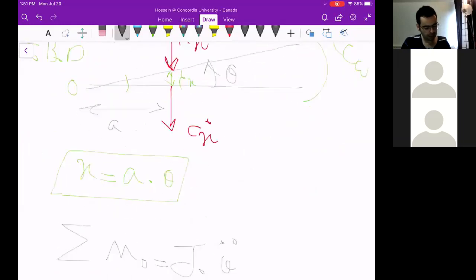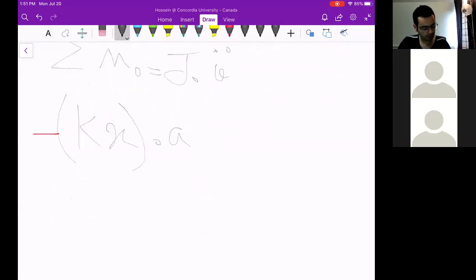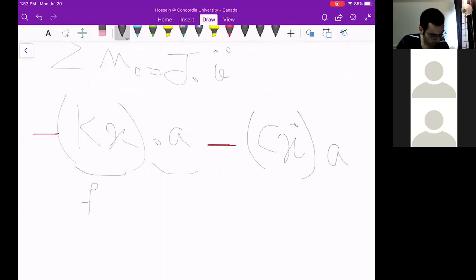Again, the damper also will create force and thereby creating momentum. c x dot multiplied by the arm will create similarly clockwise momentum. So clockwise is the opposite of the positive direction we assume. So you have to say minus c x dot multiplied by A. So force times arm, this would be momentum, right?